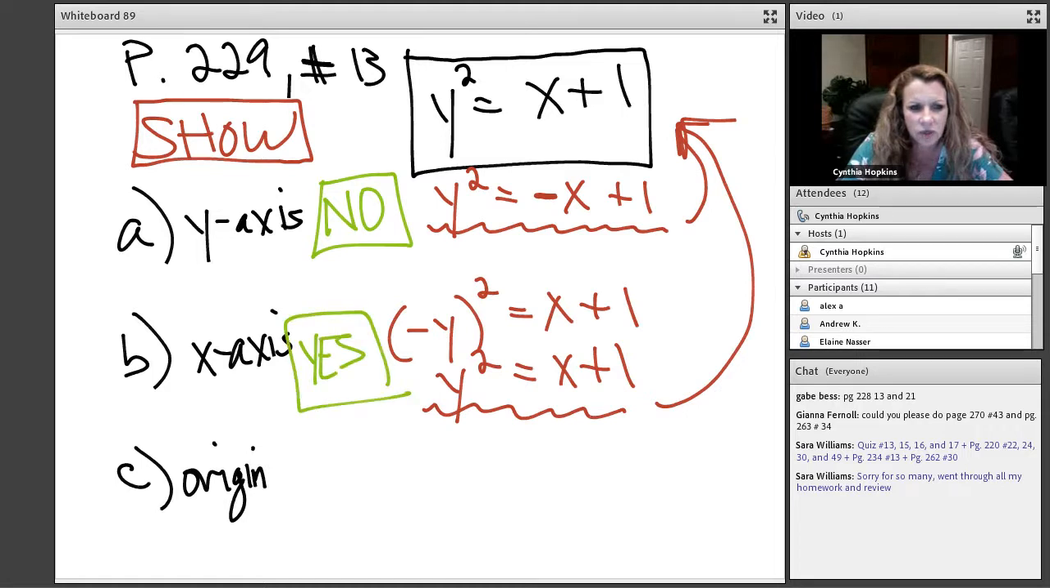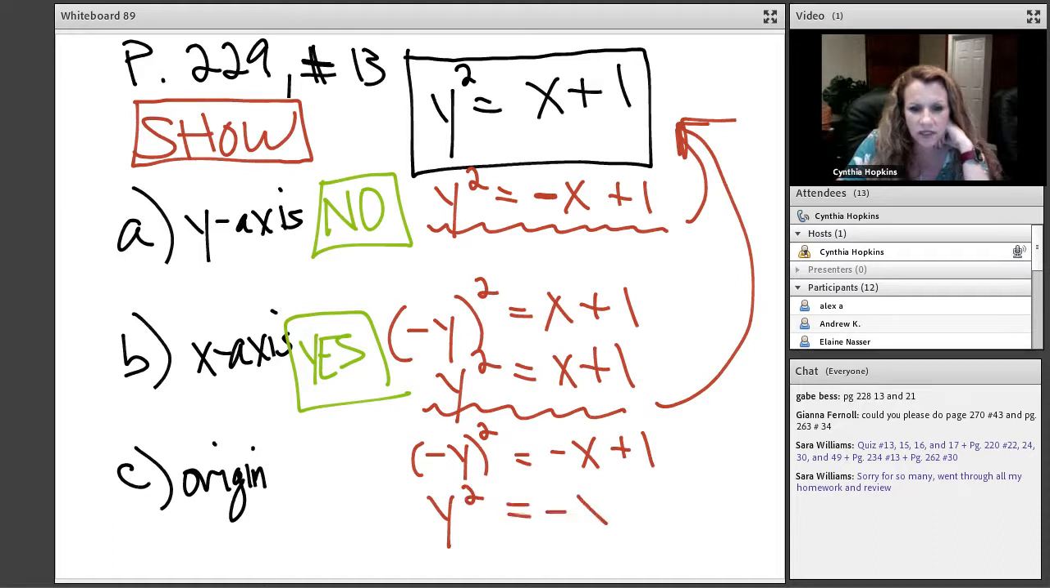And then symmetry with respect to the origin, even if you think you know what the answer is, you're still going to show your work. So for origin, symmetry with respect to the origin, you show a negative y instead of the y, and a negative x instead of the x, and everything else stays the same. And still, I'm going to simplify. So my negative y, the quantity squared, becomes positive y squared. Then I have equals negative x plus 1. I can't do anything to that. This is my simplified function, and when I compare it to the original, it is not equivalent. And so for the origin, that one is a no.